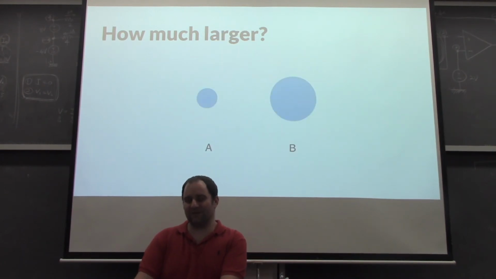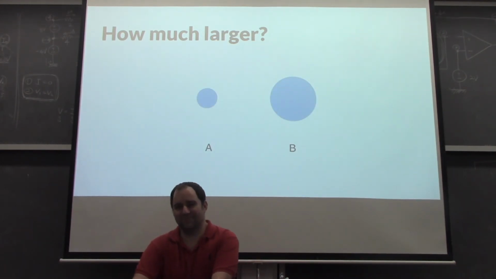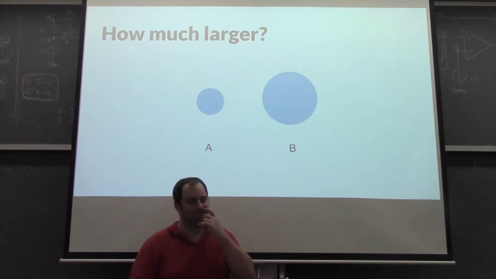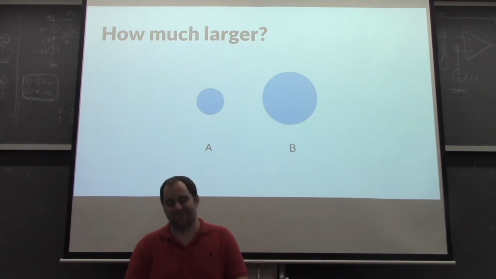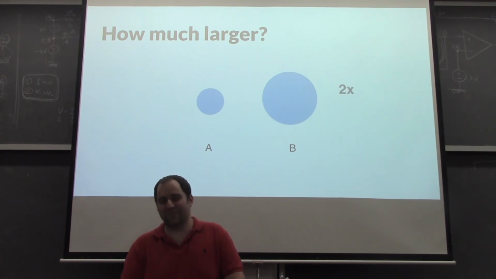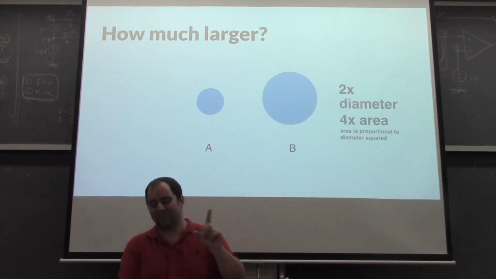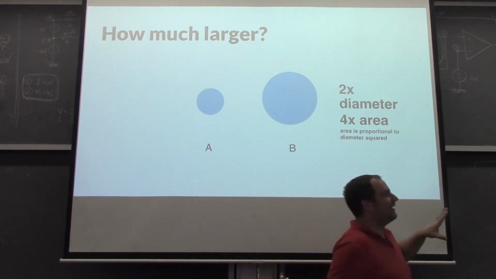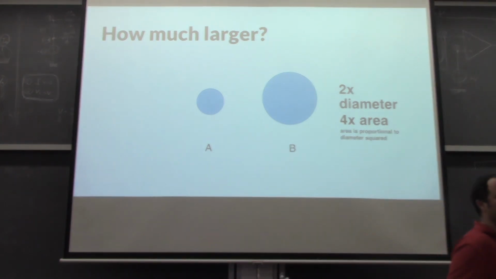How much larger is B than A? 3, 4, twice, 6. Again, a lot of variation. It's about 5 times as big. How much bigger is B than A? 3, 4, 2 times, with the caveat of diameter. If you look at the bubble, what do you mean? Do you mean diameter or do you mean area?